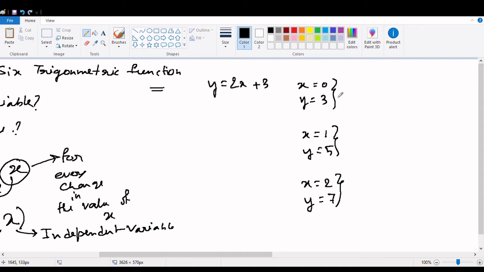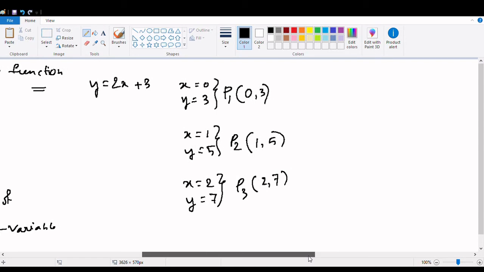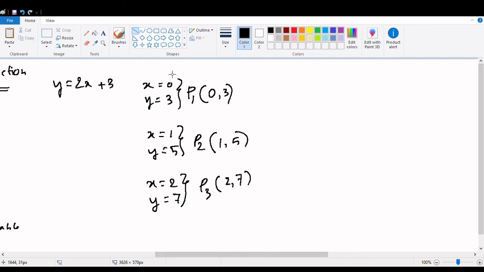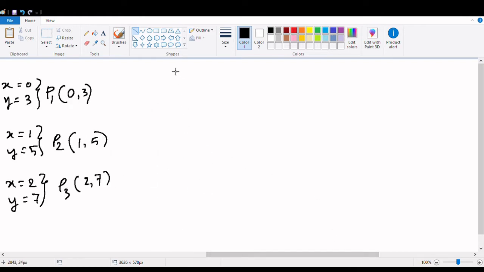Consider each set of variables as a point. Let us consider this one as point P1, this as point P2, and this one as point P3. So P1 will have the coordinates 0, 3, P2 will have the coordinates 1, 5, and P3 will have 2, 7. Okay. So if I want to plot these points in a graph, how will that be? Let us draw the axes first.